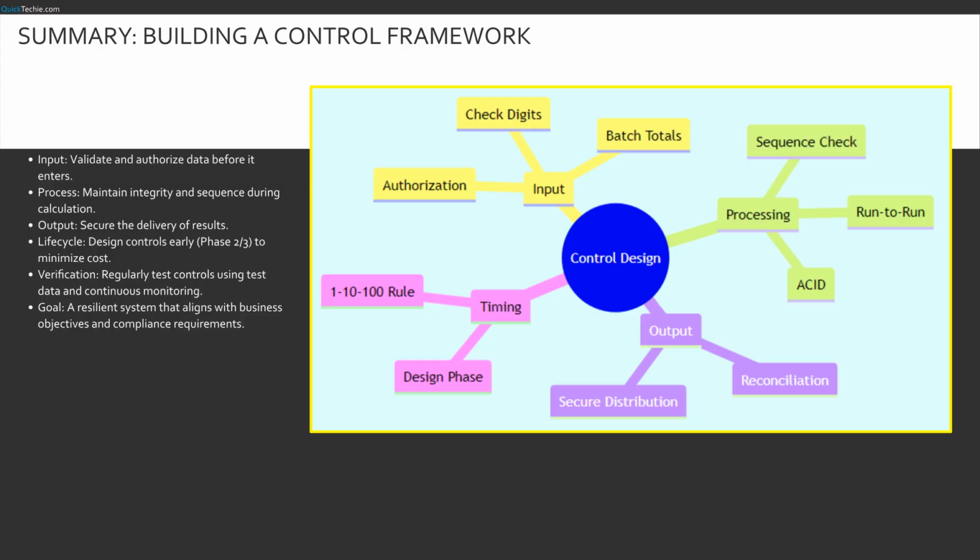Our final visual is a mind map summarizing the module. Central is control design. The branches remind us of the 3 stages: input, authorization; batch processing, run-to-run; and output, reconciliation. The final branch, timing, reinforces the strategic importance of the design phase and the 1-10-100 rule. Keep this map in mind when evaluating any new system.